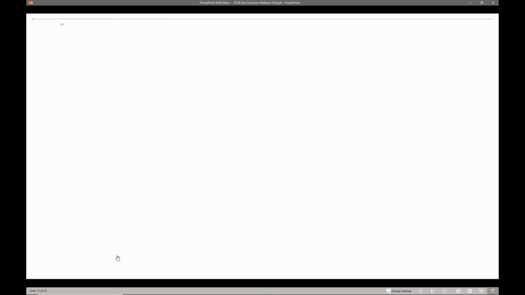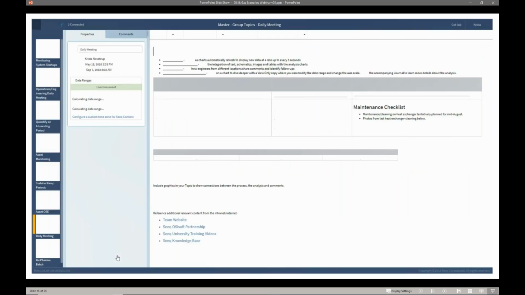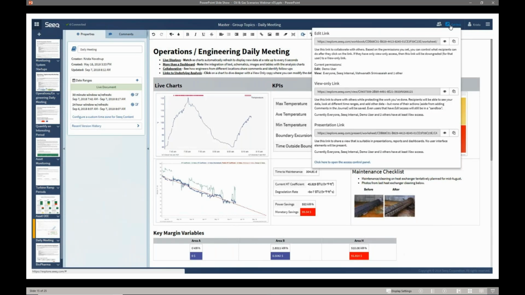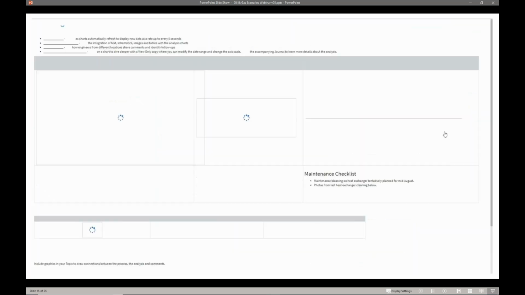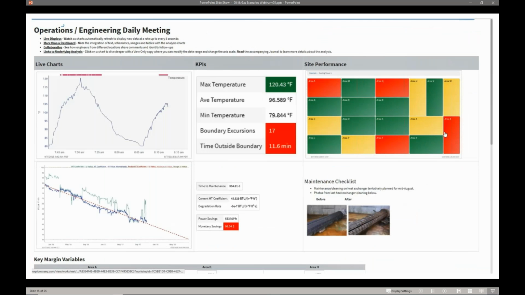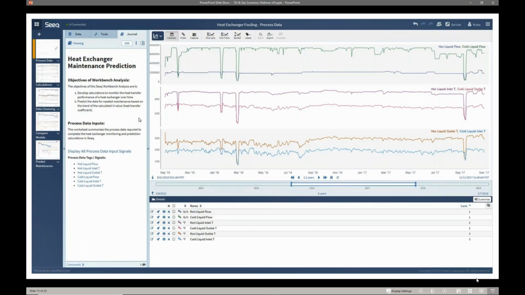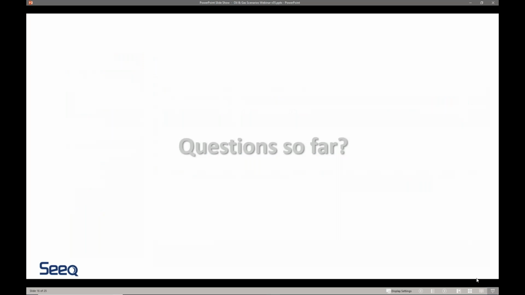My final step is to take this result and put it in an organizer topic so I have a report here that I can share with others in my organization. I've included some statistics along with that chart. To share, I can take a presentation link, and this URL can be mailed out to my colleagues, and they're able to bring it up in their browser and then see this report. So that is the end of our heat exchanger example.